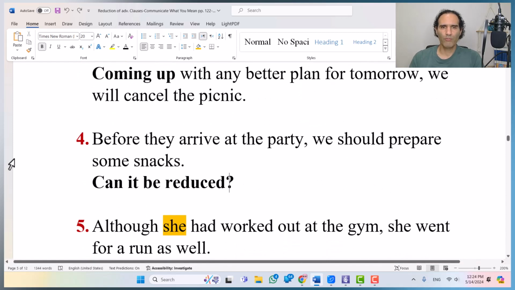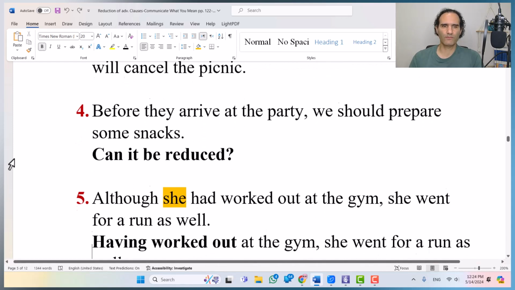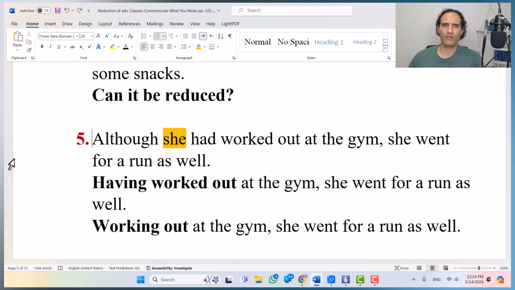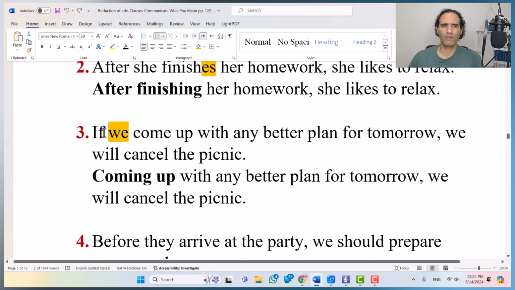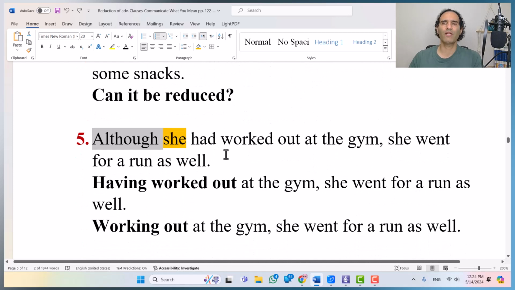Number 4, before they arrive at the party, we should. They, we. So this one cannot be reduced. And you see that the book says, in general, time clauses can be reduced only. But here we have an adverb clause of contrast. Here we have an adverb clause of condition. They can be reduced if the subjects are the same and if the meaning lets you.